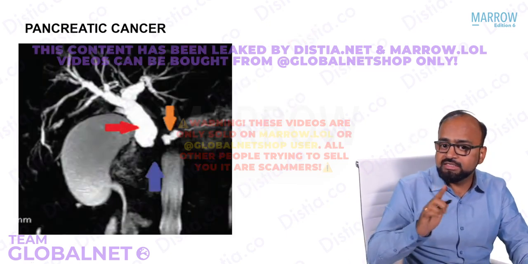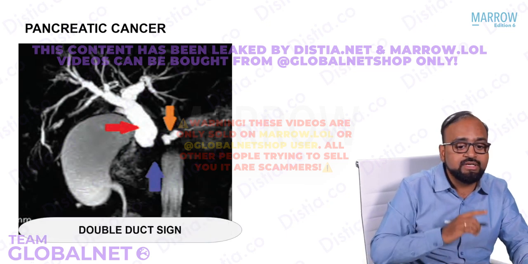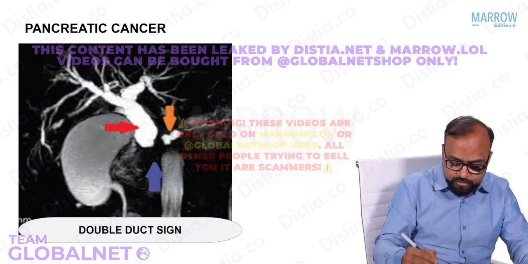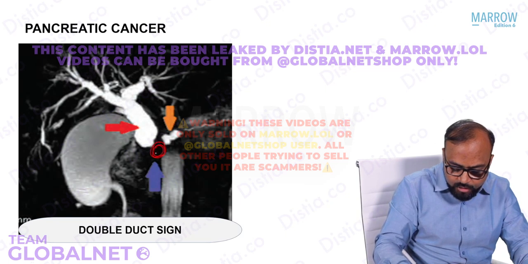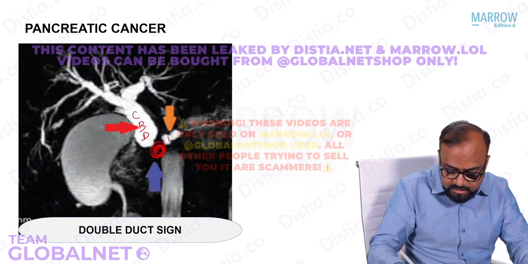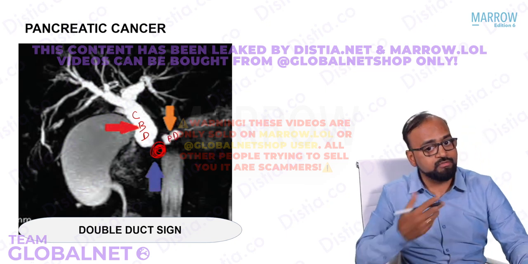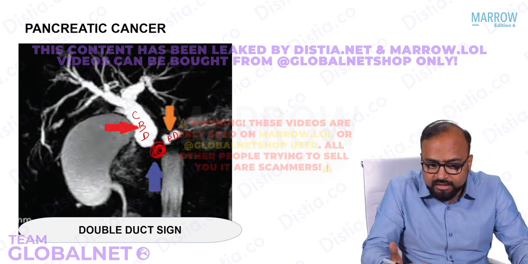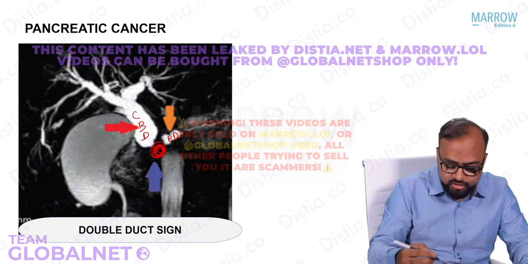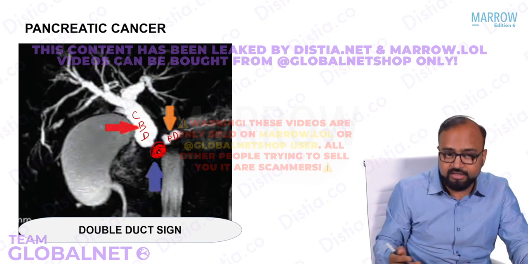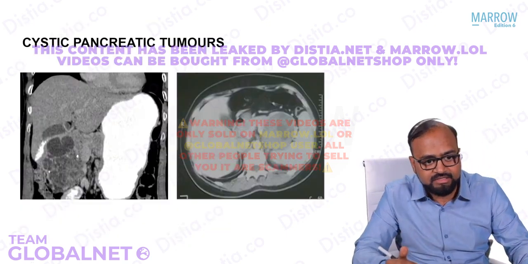Now see, another sign which is seen in pancreatic cancer is called the double duct sign, which means because there is a cancer at the ampulla, both the common bile duct as well as the pancreatic duct are dilated. If both of them are dilated at the same time, then this is what is called the double duct sign, which suggests pancreatic cancer.